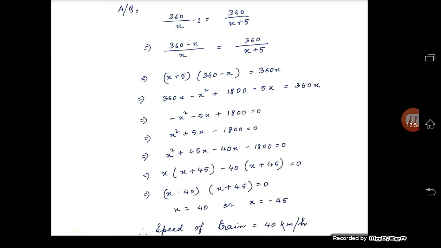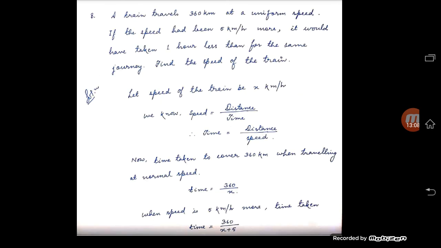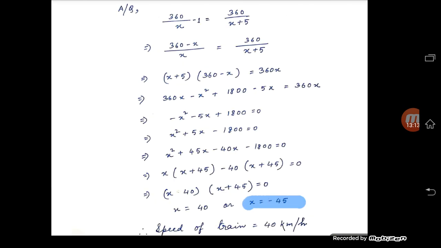So x minus 40 into x plus 45 equal to 0. Either x minus 40 is equal to 0 or x plus 45 equal to 0. From here we get x equal to 40 or x equal to minus 45. Now the speed of the train is x kilometer per hour. Hence x cannot be minus 45 because speed cannot be negative. Speed has to be positive. So x is equal to 40.